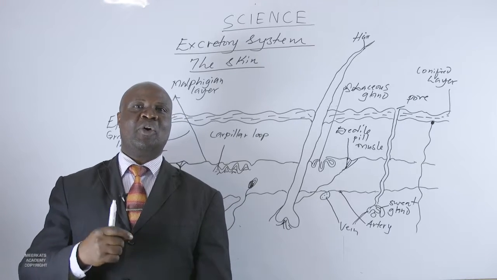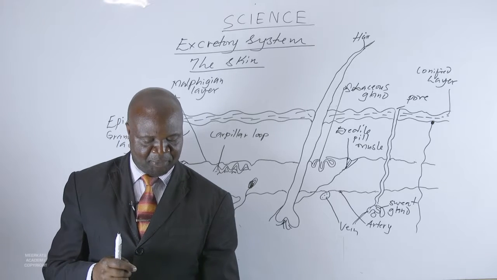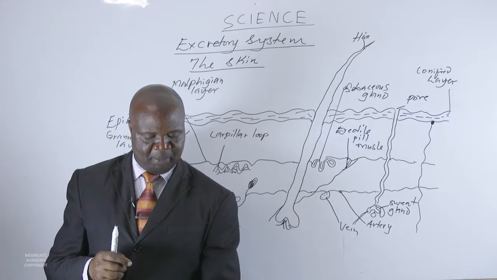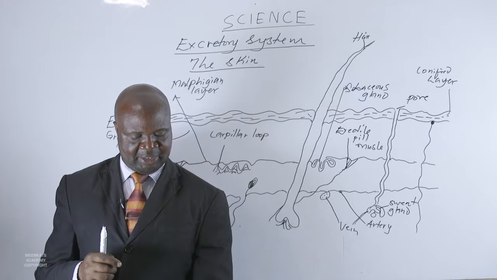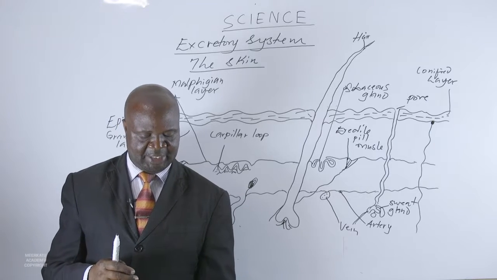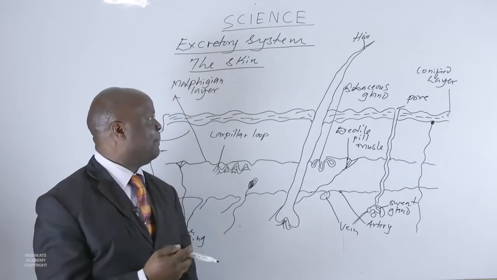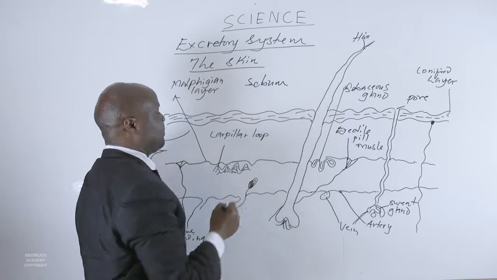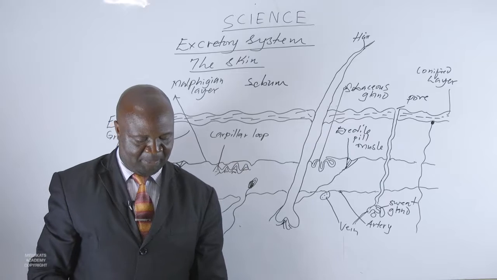It is able to oil the skin, the oil glands. They produce an oily substance called sebum, which makes the hair and the skin supple and waterproof. So it produces an oil substance called sebum. That is the spelling of the word sebum.